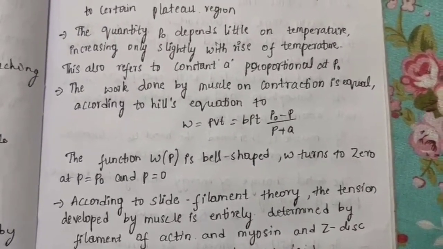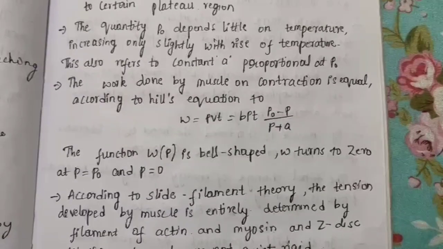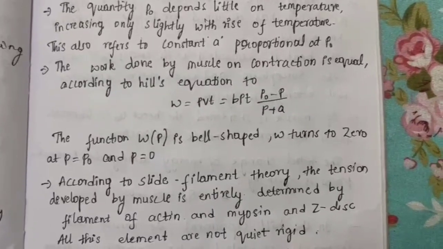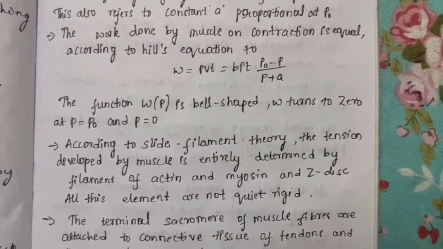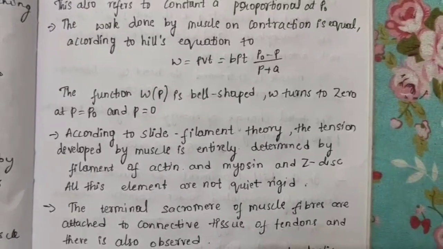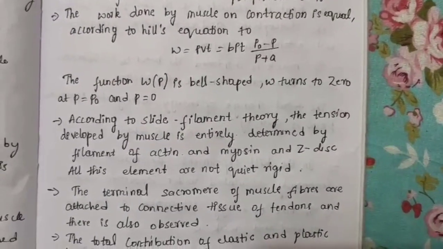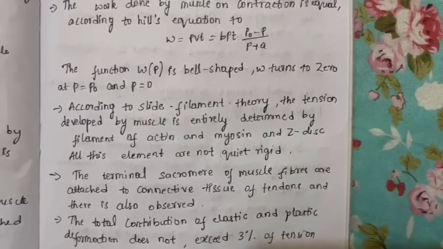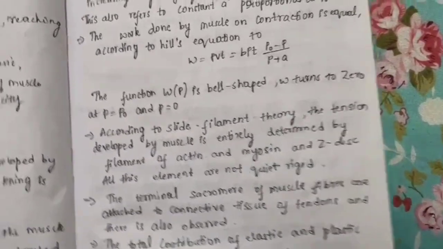According to the sliding filament theory, the tension developed by muscle is entirely determined by the filaments, actin, myosin, and Z disc. All these elements are not quite rigid. The terminal sarcomeres of muscle fibers are attached to the connective tissues of the tendons, and the total contribution of the elastic and plastic deformation does not exceed about 3% of the tension.